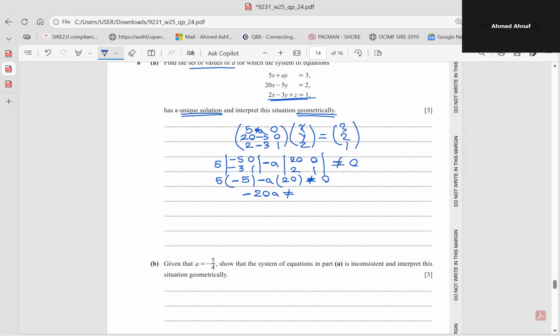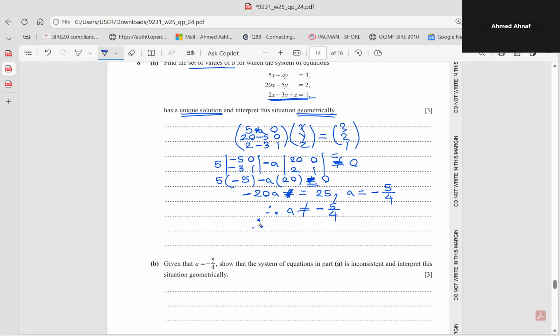Actually, let me just equate it to 0. That equals 25. So therefore, a is going to be minus 5 over 4. And therefore, we can say that a is not equal to minus 5 over 4.